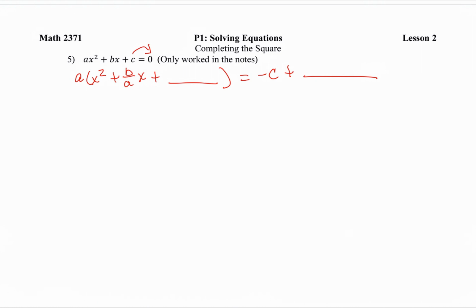So the next question is, what do I add right here to make this a perfect square? Well, I'm going to multiply by 1/2 times the b over a, and I'm going to square it. All right?